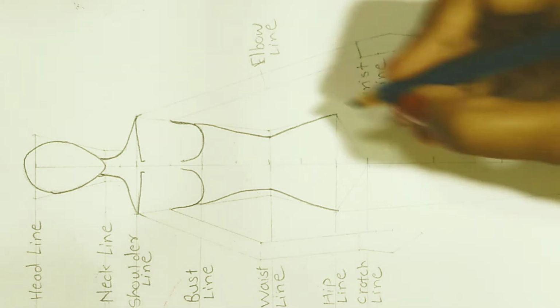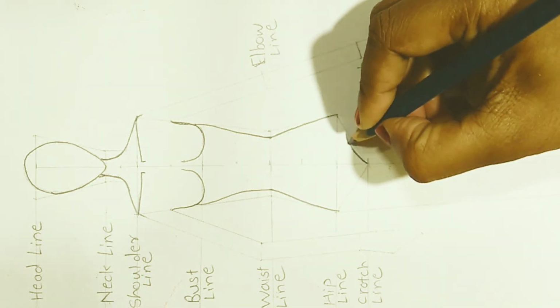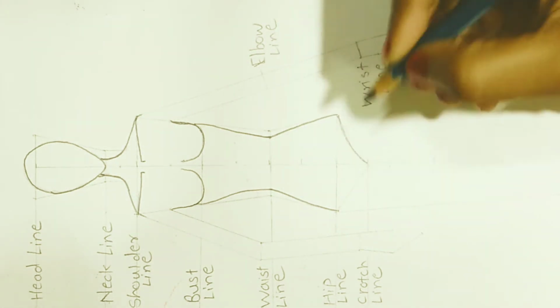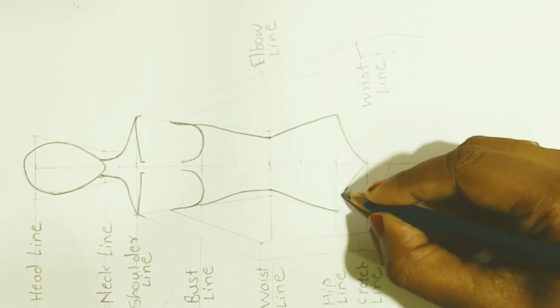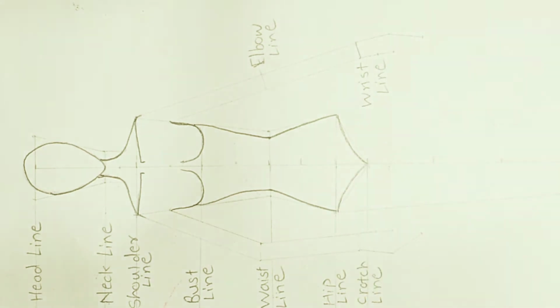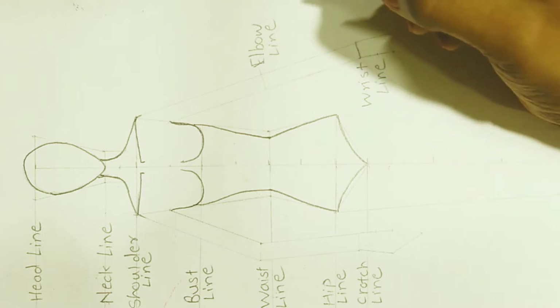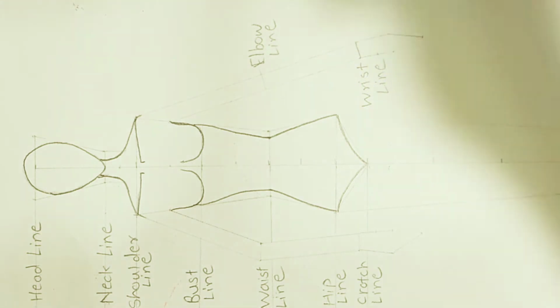Point 5 indicates the crotch line. We draw the crotch shape from hip to crotch with a curved shape. The torso is completed. Now we start to draw the legs.